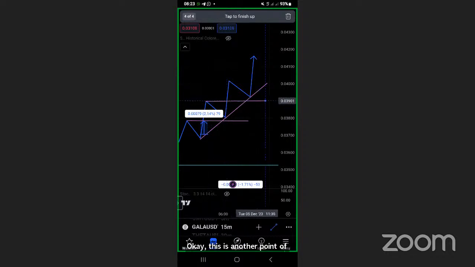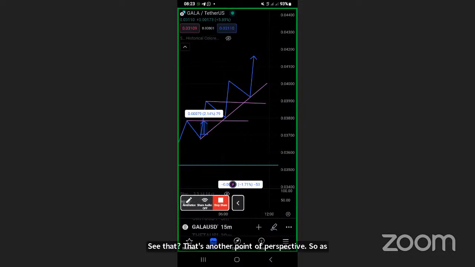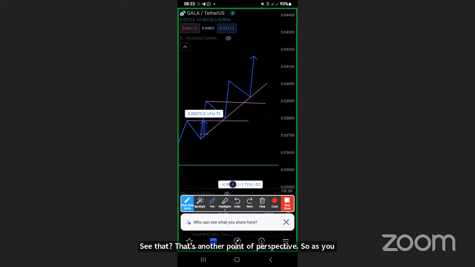See that? That's another point of a break of structure. So as you enter the market, from whatever point you're going to enter, first of all, don't put it at the back of your mind that there's going to be a breakout. No. First take profit to that resistance, that previous resistance which brought about this reversal. Take profit up to there first.